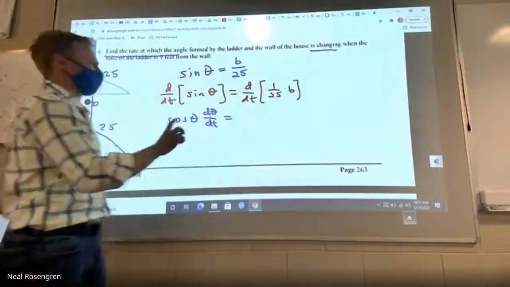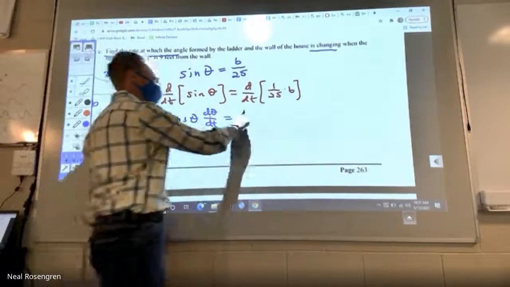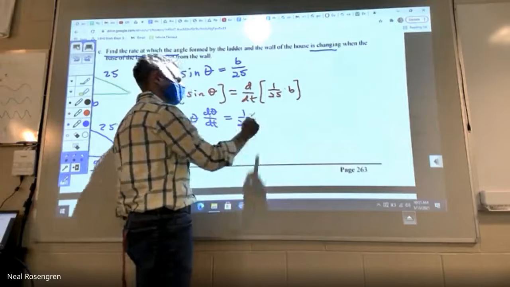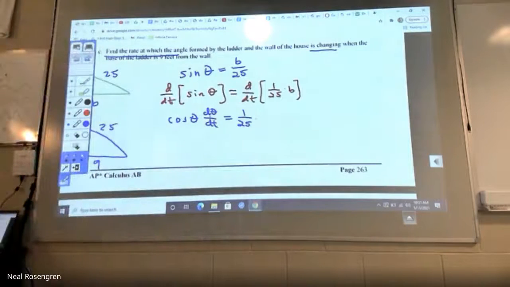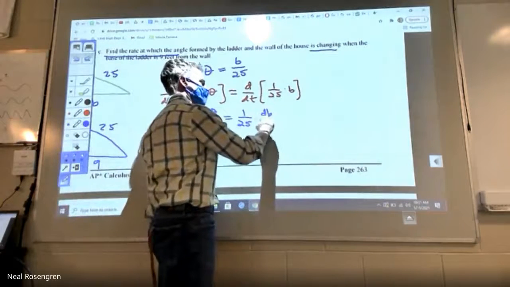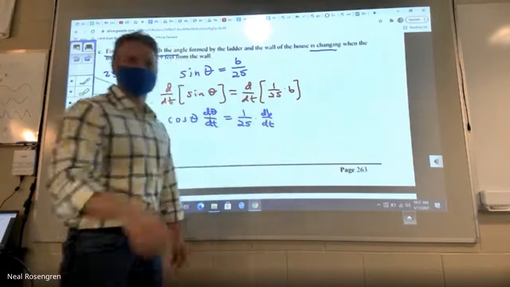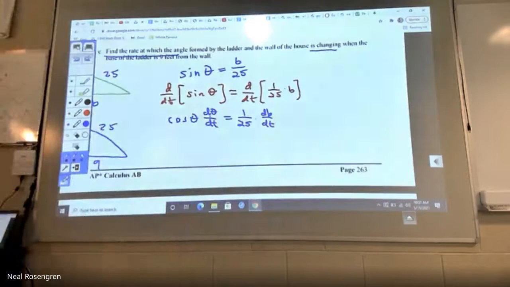All right, let's differentiate the right side first. So pull the constant out, 1/25 times the derivative of b with respect to time. Okay, dB dt. Sounds good. If that was like b squared for whatever reason, okay, 2b dB dt, right? If that was b cubed, okay, 3b squared dB dt. This is just linear, so we're good to go.